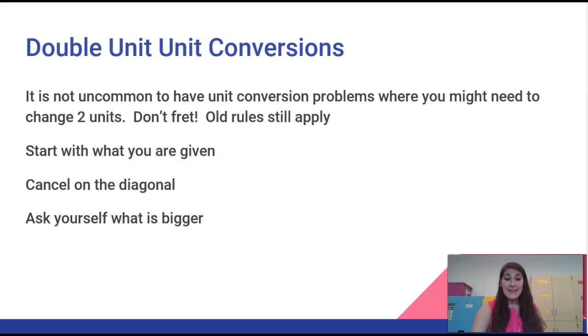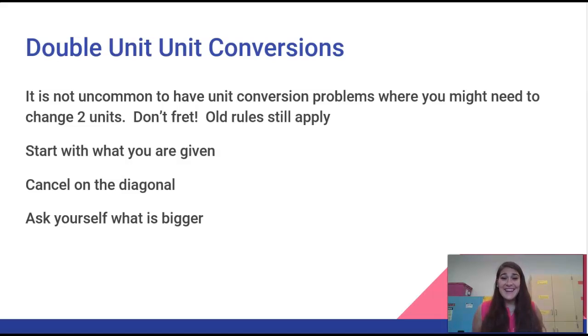So like I said, don't fret, right? No panic. You might see something like 60 miles per hour, and our speedometers have the kilometers on there too. That conversion is already on your car when you look at it, miles per hour versus kilometers per hour, so no fretting. All of our old rules still apply. You're always going to start with what you are given in the question. That's going to be true all year, so you'll hear me say that all the time.